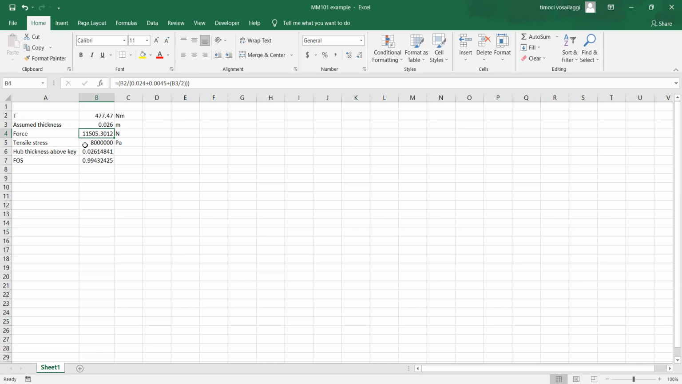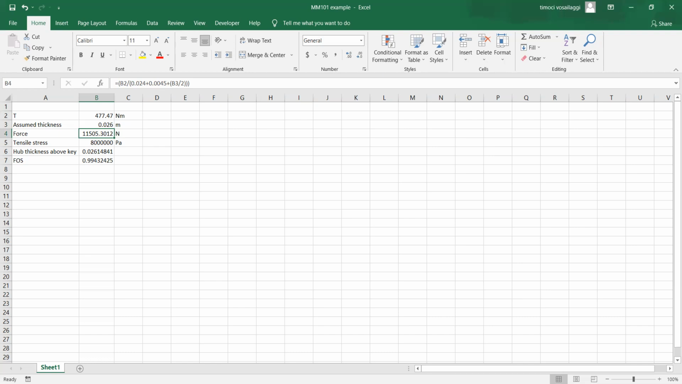So doing these calculations, I now know that in order for my hub to be safe, the thickness has to be greater than 26 millimeters. Because at 26 millimeters, my working stress is equal to my yield stress. You get me? So right now, at 26 millimeters, my factor of safety is 1.